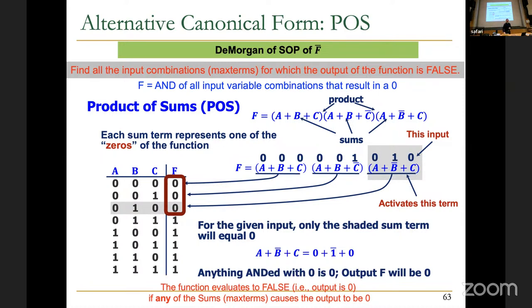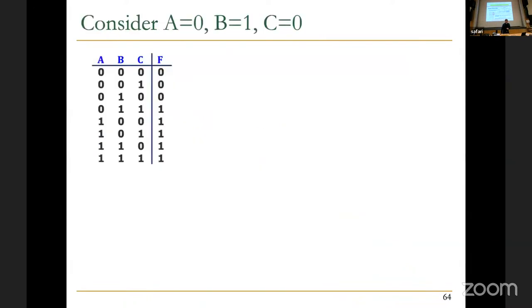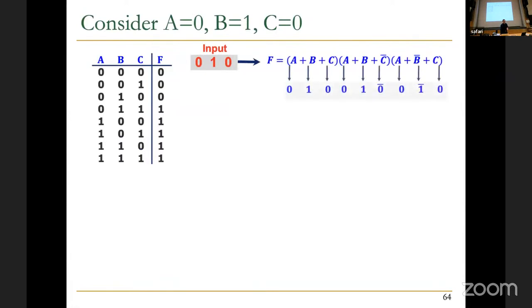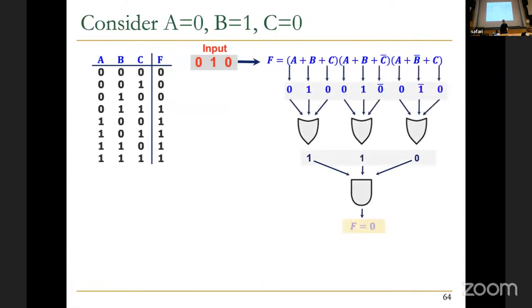It's exactly opposite in one sense. The real technical term is DeMorgan of the sum of products of F prime. You can compute it that way also. F prime is essentially what? You put F prime here, it should be 1, 1, 1, 0, 0, 0, 0, 0. Those are the different outputs. Then you compute the sum of products of that, and take the DeMorgan of that. It'll give you the exact same equation over here. I've already done this, so I'm not going to do that again. But basically, that input leads to F equals 0 by activating this term, which we did earlier.